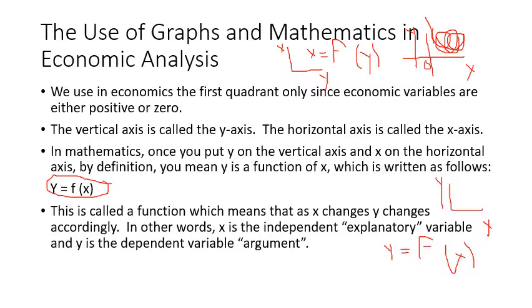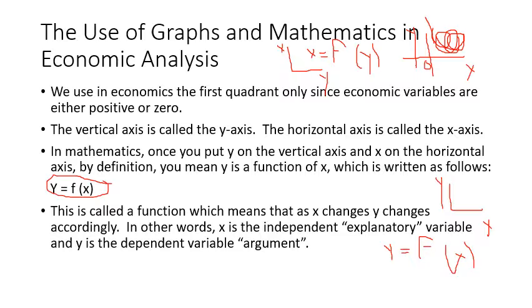بنسمي x المتغير المستقل أو المتغير الشارح، وبنسمي y الارجيومنت اللي هي يعني النتيجة بتاعت الدالة، أو الديبندنت variable أو المتغير التابع. Okay? Remember, in other words, x is the independent or explanatory variable and y is the dependent variable or the argument of the function. When I say y is a function of x, I mean that x and y are related, and the type of relationship is that when x changes, y changes accordingly. يعني لما x بتتغير, y بتتغير بالتبعية.